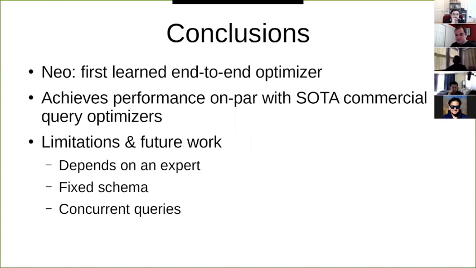So yeah, that's that experiment. The conclusions, and I want to be generous here. We do think Neo is the first learned end-to-end query optimizer. We have demonstrated that it achieves performance on par with these commercial systems, but there are a lot of limitations, and I want to talk about those in depth for a little bit.